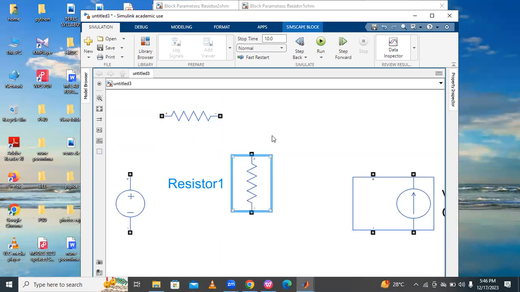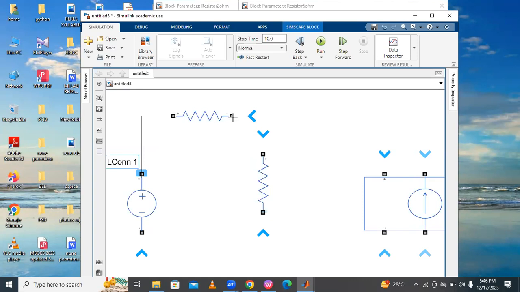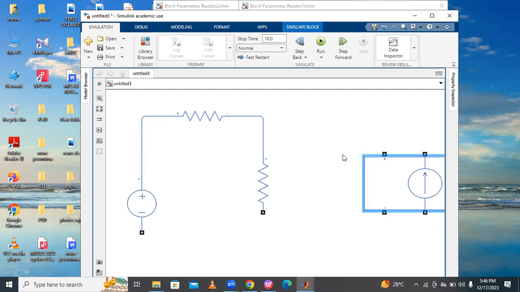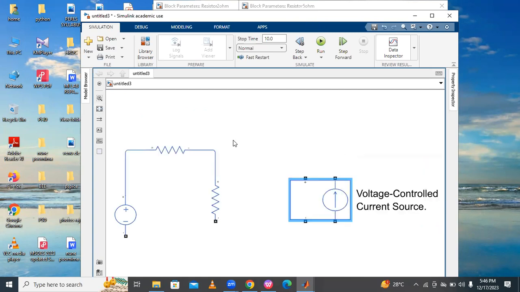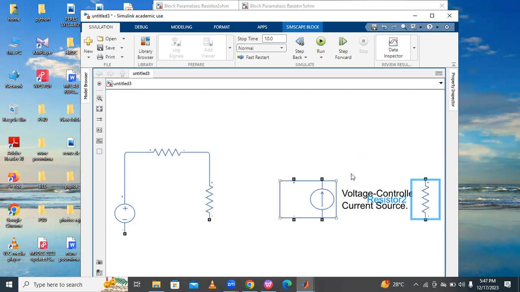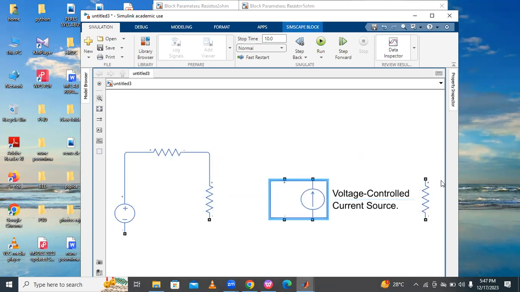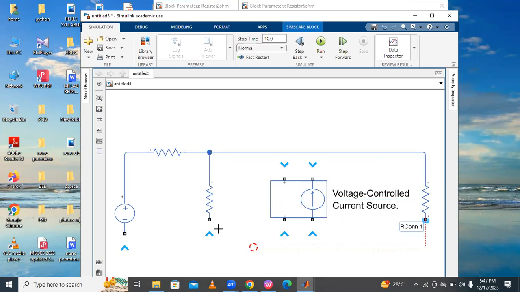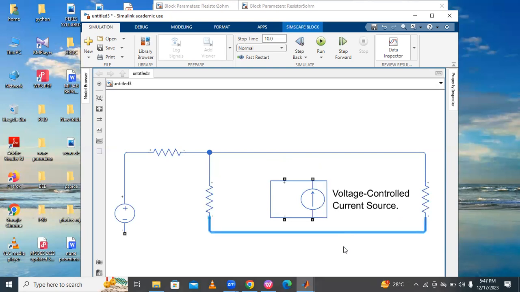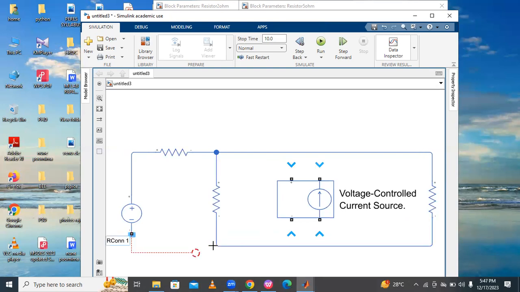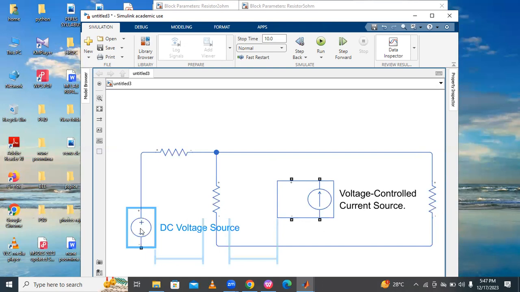Press Control R. Connect this resistor to here and this resistor here. And this is the dependent source. Take one resistor and connect it exactly in parallel. Like this. First connect this in this way, and the second one, and here also. Connect here.